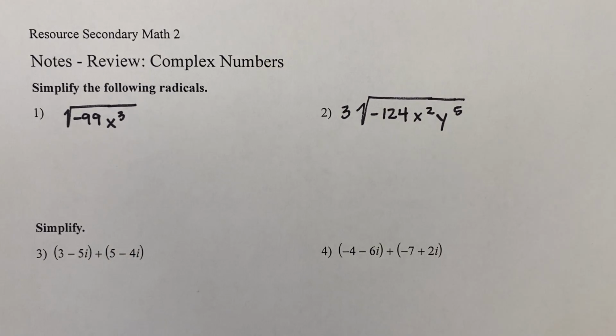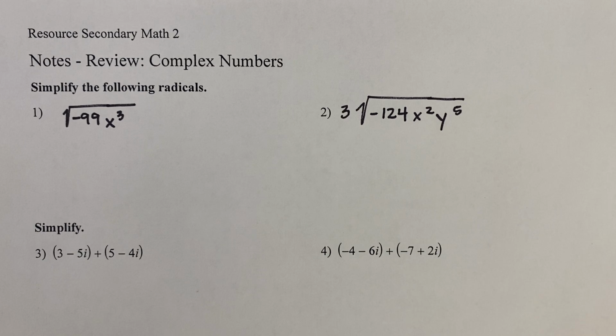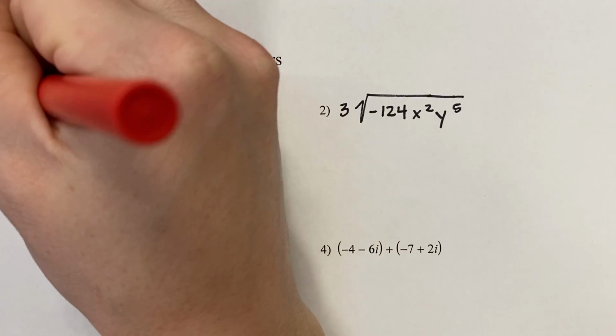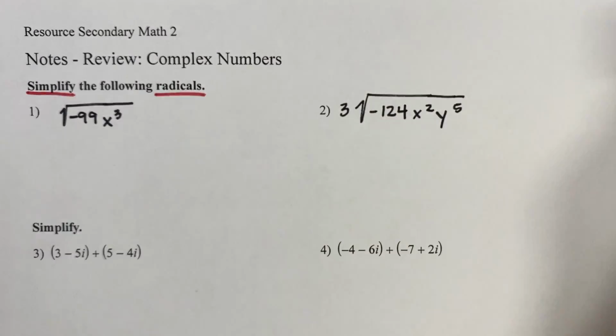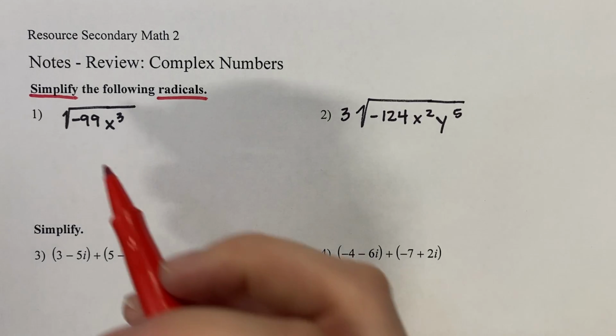All right, we are reviewing our unit on complex numbers, simplifying radicals, negatives within radicals, all that good stuff. So let's go ahead and just look at numbers 1 and 2. It's asking us to simplify the following radicals. Now we know how to simplify radicals.